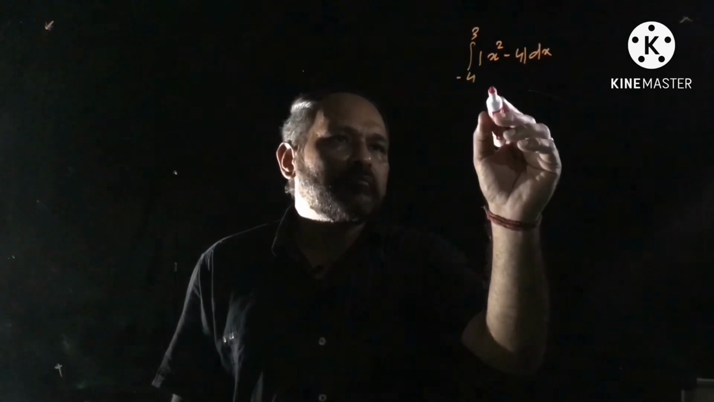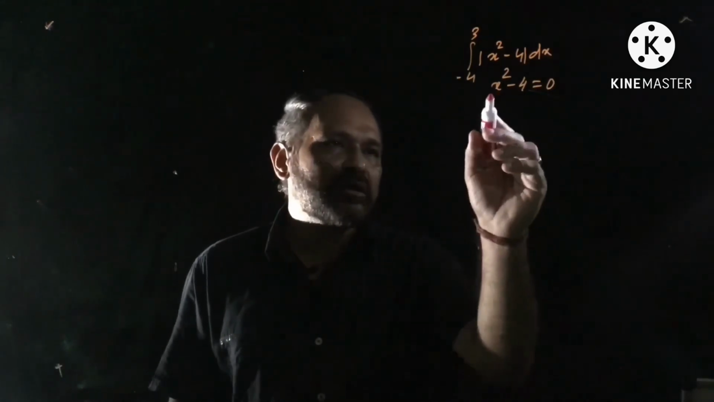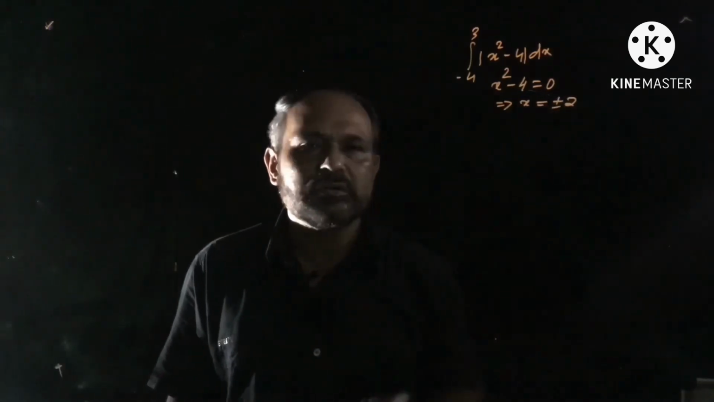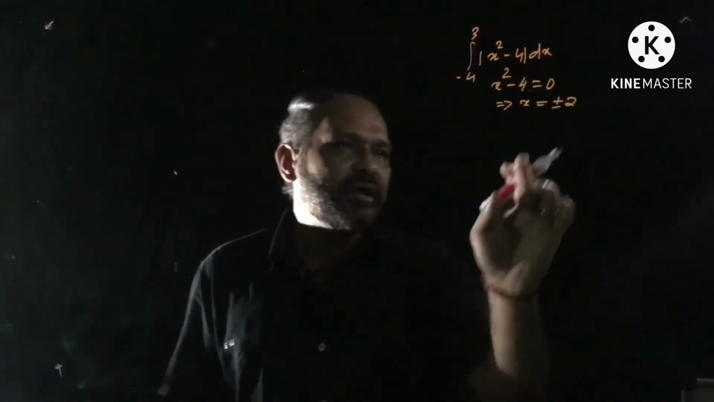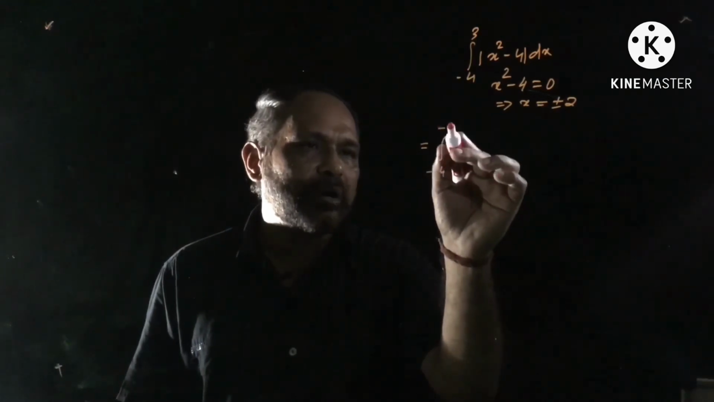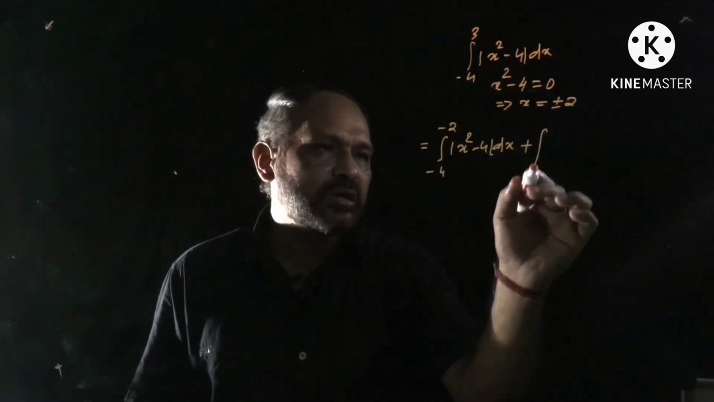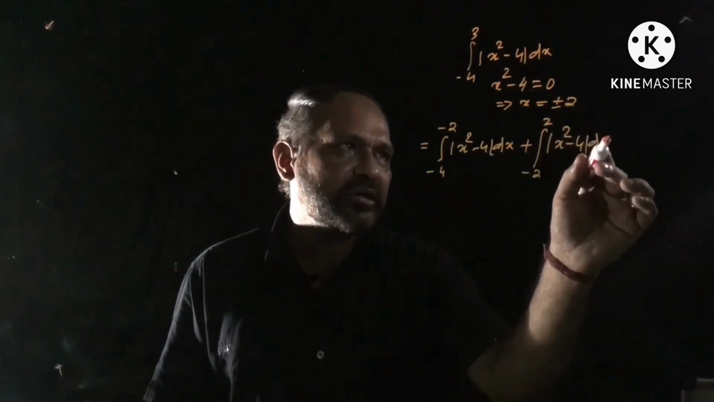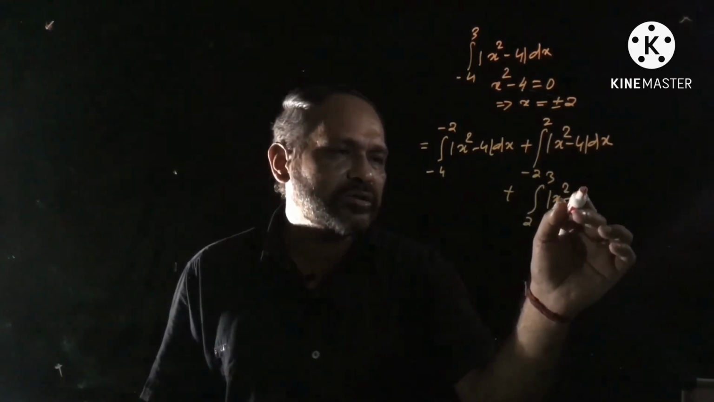Similarly, first we consider x square minus 4 is equal to 0. If x square minus 4 is equal to 0, then x is equal to plus minus 2. Now, we have to break the interval minus 4 to 3 at minus 2 and 2. So, we can write this as integral from minus 4 to minus 2 of mod of x square minus 4 dx, plus integral from minus 2 to 2 of mod of x square minus 4 dx, plus integral from 2 to 3 of mod of x square minus 4 dx.